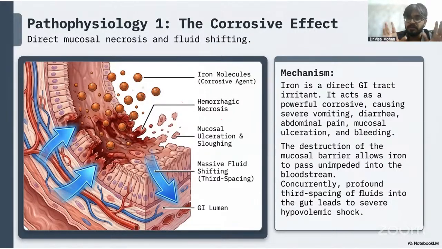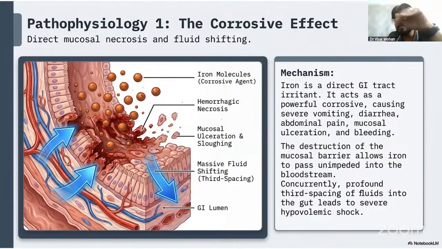We'll start with the first thing, the corrosive effect in the GI tract. What usually happens in normal physiology is that the iron bound to transferrin goes through the mucous membrane, goes to the bloodstream, and goes to the normal circulation.